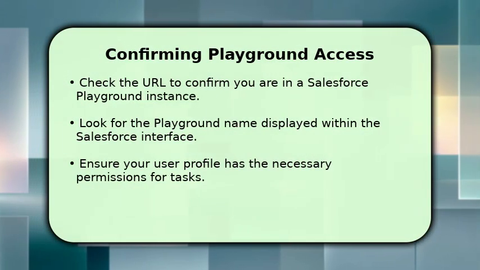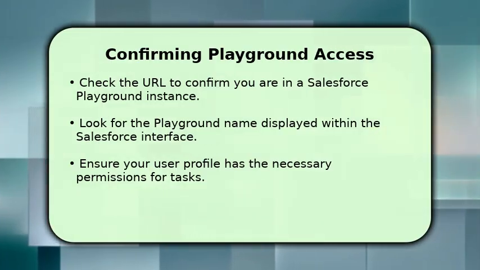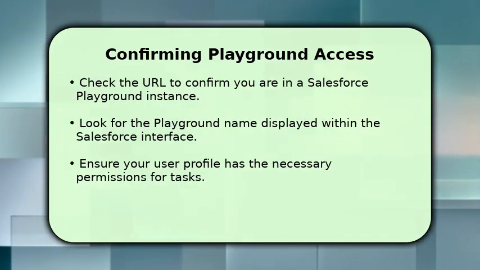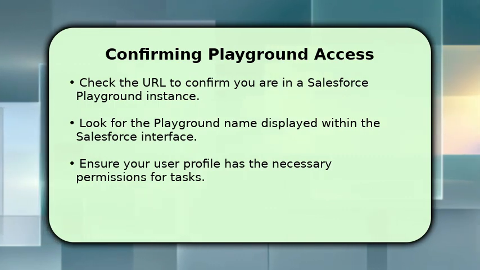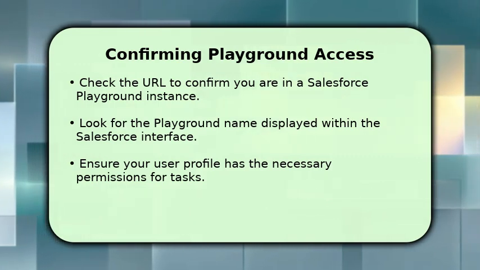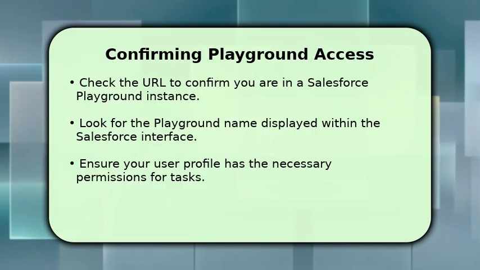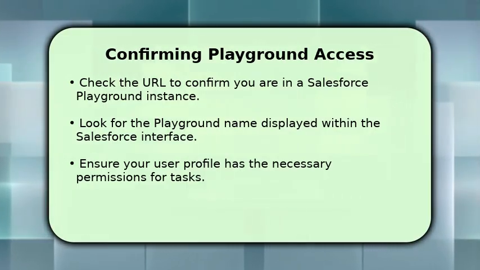Once your playground is open, it's important to confirm you're properly connected. Look at the URL in your browser. It should indicate a Salesforce instance. Also, within the Salesforce interface, you'll often see the playground name displayed, confirming your environment. This quick verification step helps prevent accidental changes in a production or incorrect org, ensuring you're always working safely.